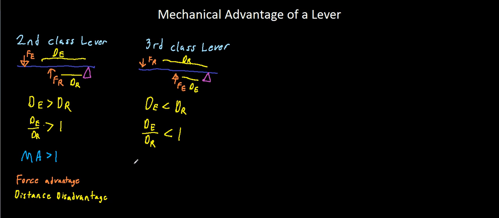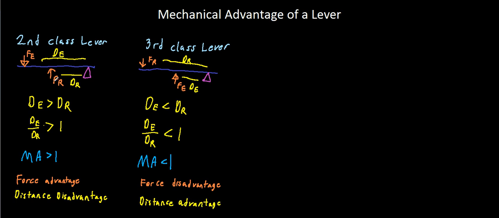Which of course means in a third class lever the mechanical advantage is always less than 1. And of course this means we have a force disadvantage anytime we have a mechanical advantage less than 1. Which means, by definition, in a third class lever, we have a distance advantage.